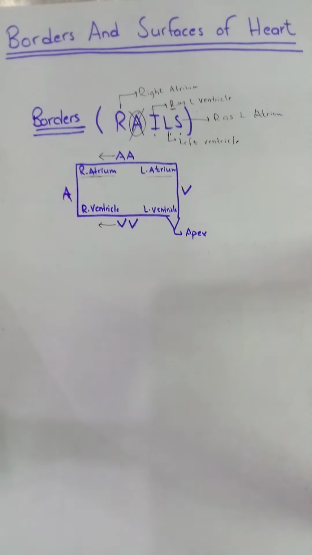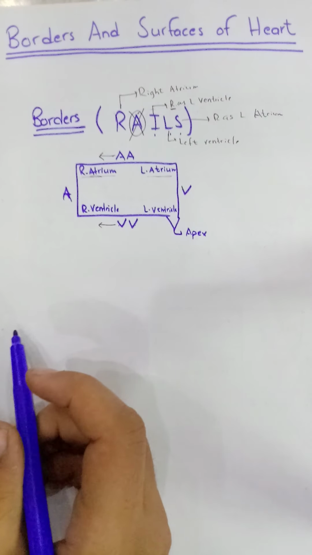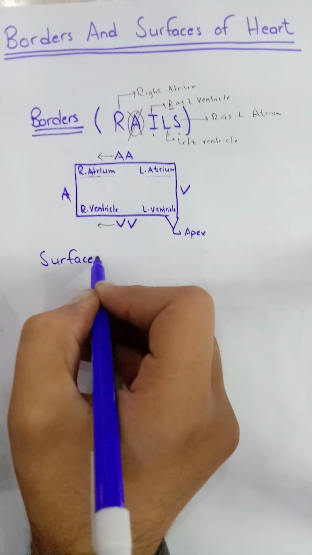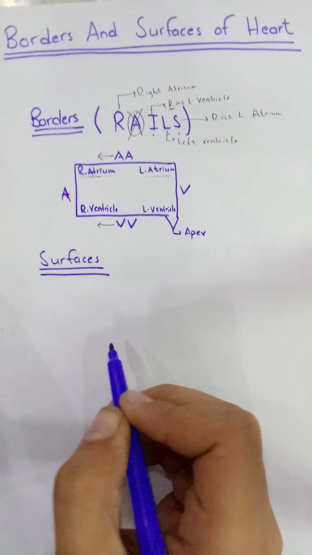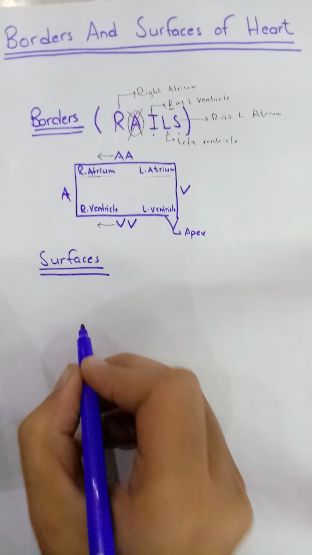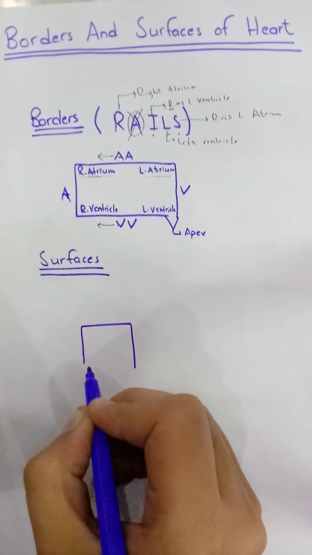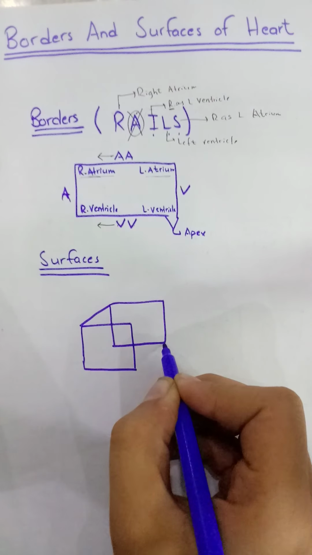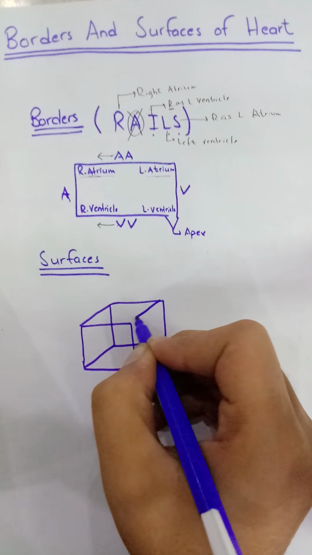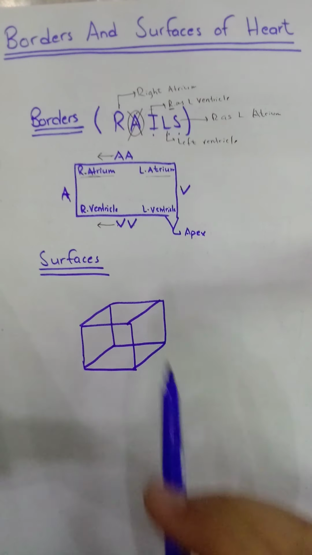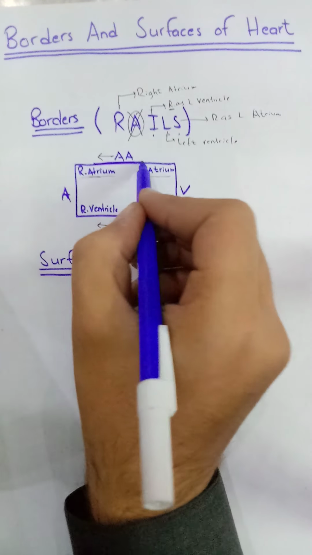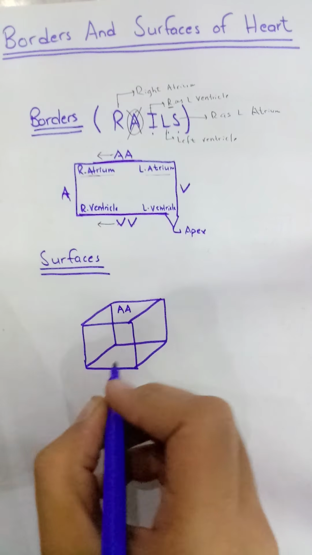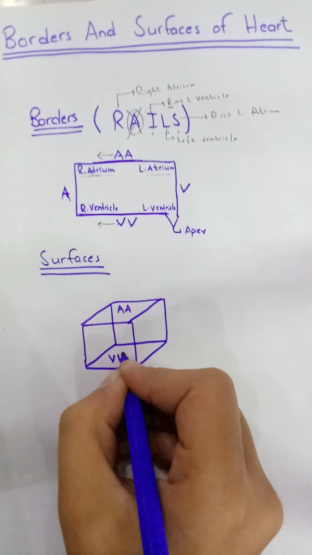Now we will see how we can remember the names of the surfaces of the heart. For this you have to remember this diagram, this cube. We will do the same thing here. This will be the superior, and we will write A here. This is the inferior surface, V.